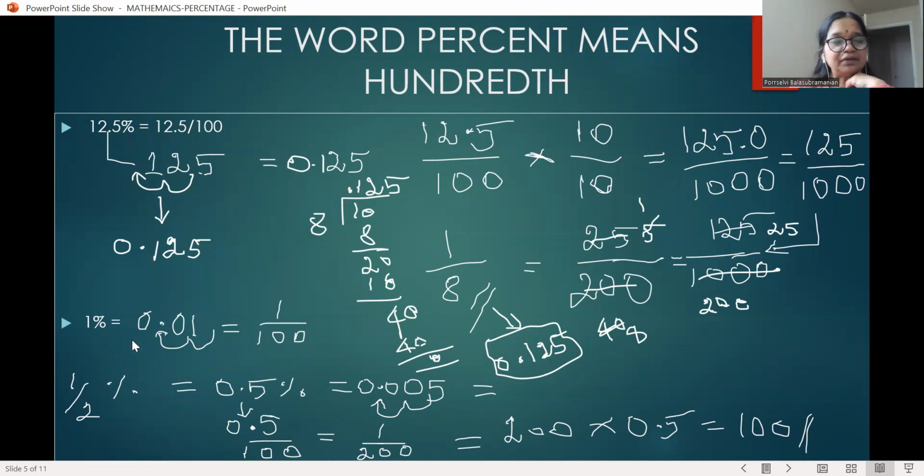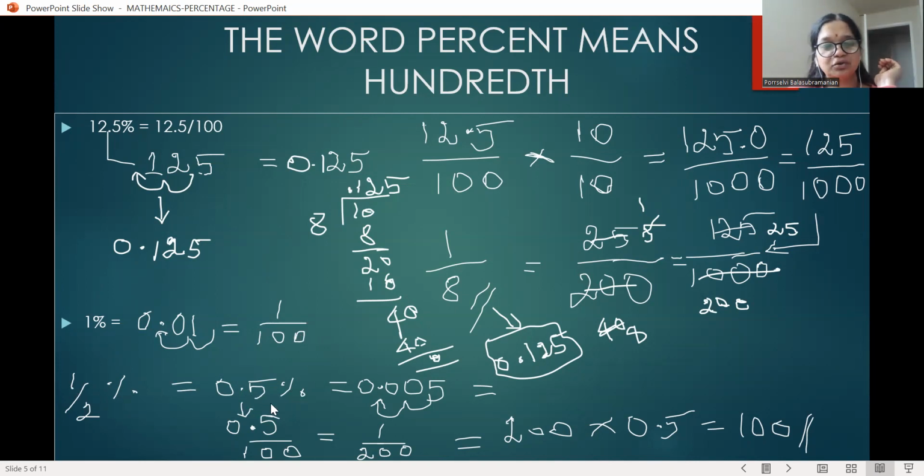Okay. So another example, 1%. 1% means 0.01. So here I am moving two decimal places towards the left hand side. When I write 1% in the fraction form, it is 1 divided by 100. Next one. What is 1 by 2 percentage? 1 by 2 percentage means 0.5%.